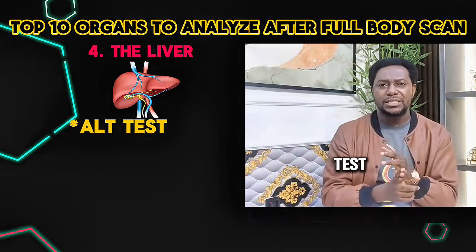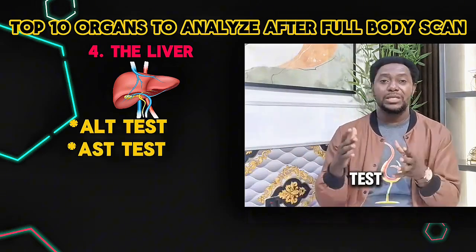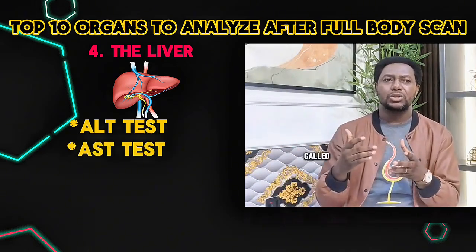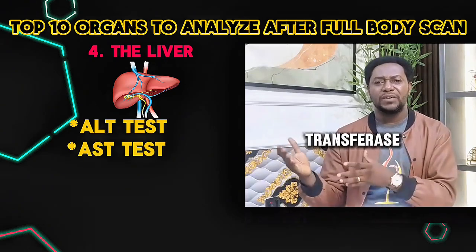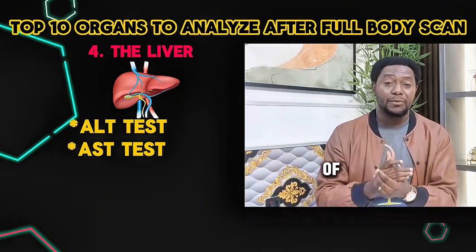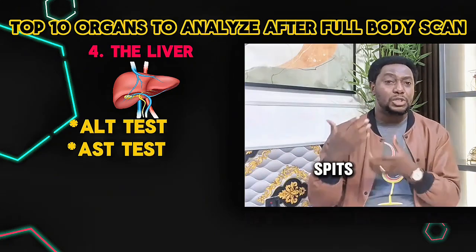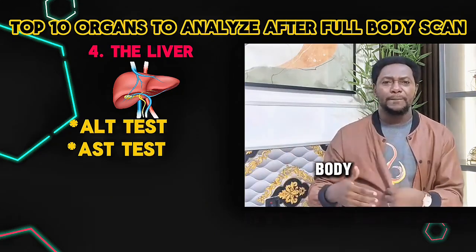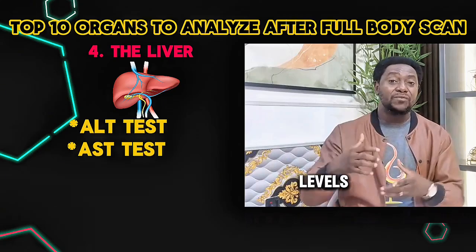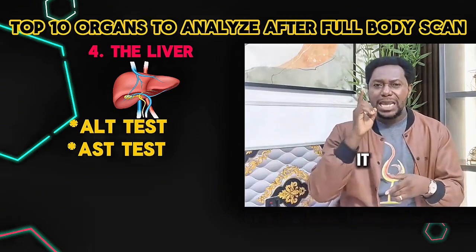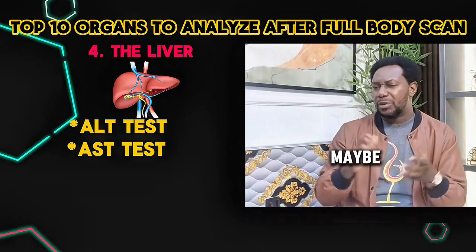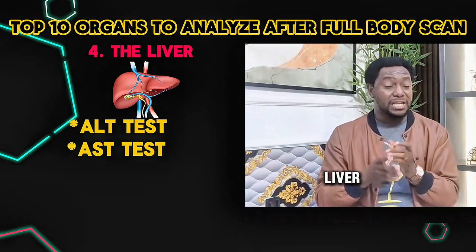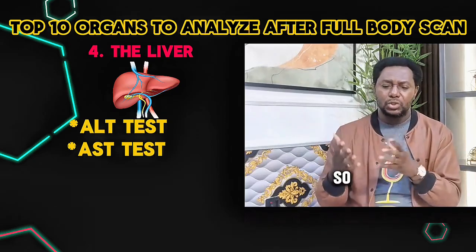Another liver function test is the AST test. AST stands for aspartate transaminase. That is also another type of enzyme that speeds up chemical reactions in the body. So when there are elevated levels in the blood, it is pointing to damage going on somewhere, maybe kidney disease, maybe liver disease, and so on.